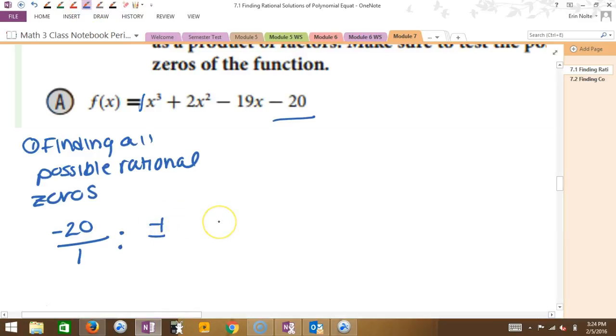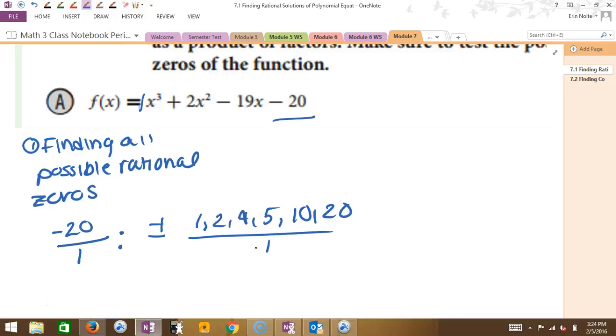So what are my factors of 20? I've got 4 and 5. I've got 1, I've got 2. I'm just writing these in order, right? 10 and 20. So those are all my factors. When you're doing these problems, you have to show me that you know all of your possible rational zeros. And they're just possible factors. And then what about 1? It's just 1. This is my only factor. So I can have plus or minus 1, plus or minus 2, plus or minus 4, etc. Okay?